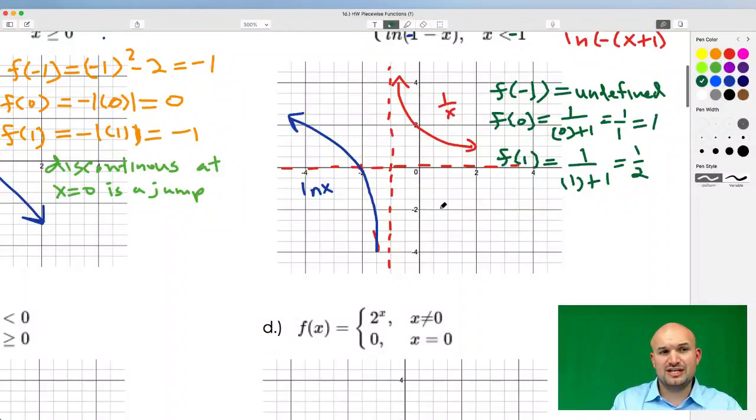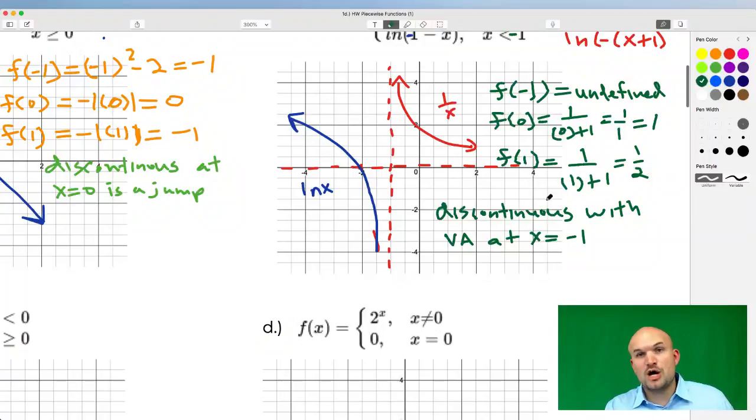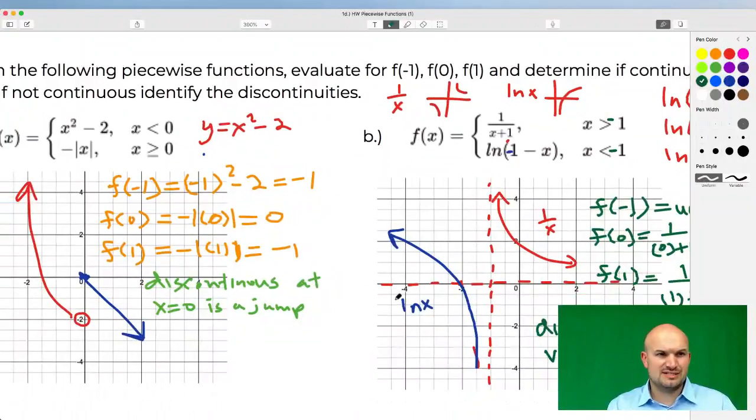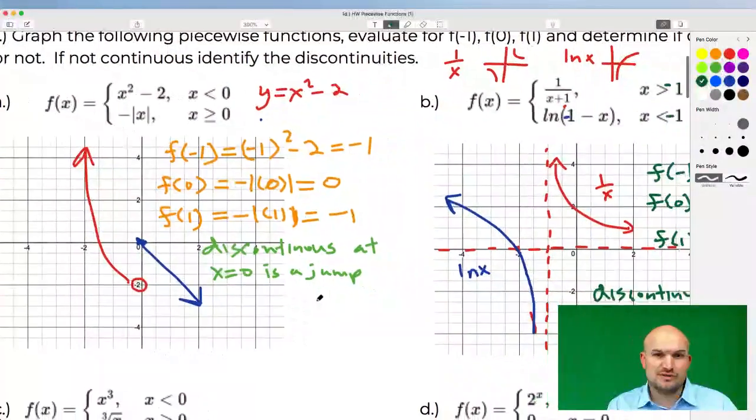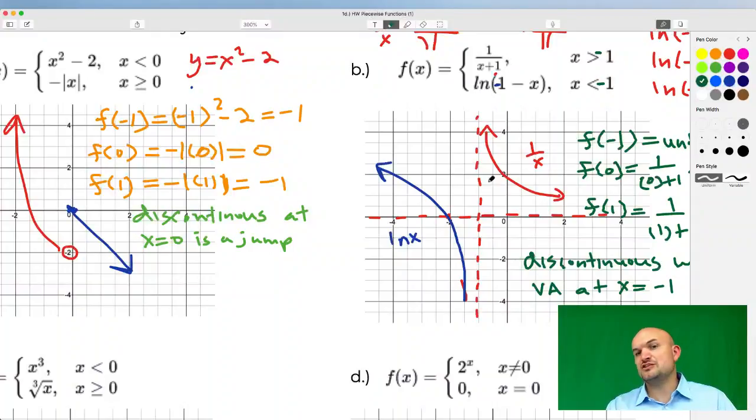And you can see that this function is discontinuous, with a vertical asymptote at x equals -1. So remember, vertical asymptotes are infinite discontinuities, and they are non-removable. I don't think I said that, but make sure you identify them and whether it's continuous or not. You can also see the domain is all real numbers except for -1. Don't worry about the range for right now.